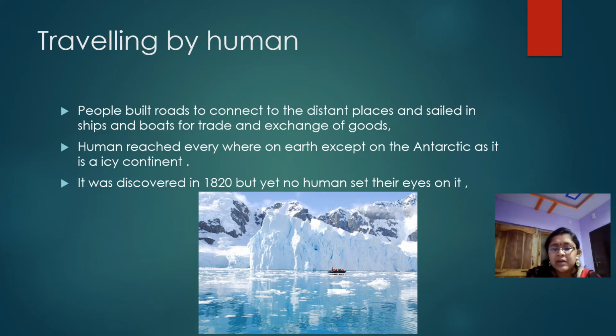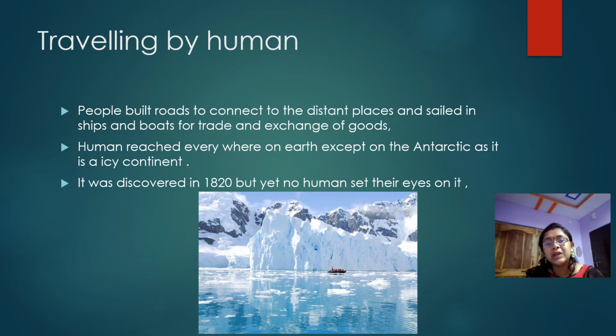He has searched everything, but still man wants to travel to distant places, very far from where they are located. So, in order to connect themselves, they started building roads to travel, and they also sailed. They constructed boats and ships, and they started doing business, exchanging goods from one place to another. In this way, they started doing business from one country to another country.